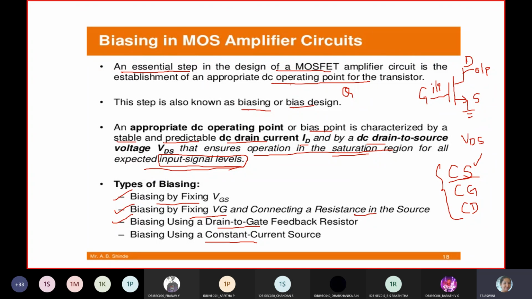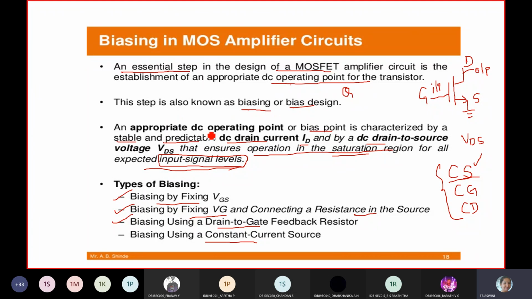Next, biasing, an essential step in the design of a MOSFET amplifier circuit, is the establishment of an appropriate DC operating point or Q point of the transistor. Same definition as your BJT. But here, instead of BJT, the MOSFET has to be in the saturation region to act as an amplifier. Wherever we are using it as an amplifier, biasing is essential to set an appropriate operating point. This step is also known as biasing or bias design.